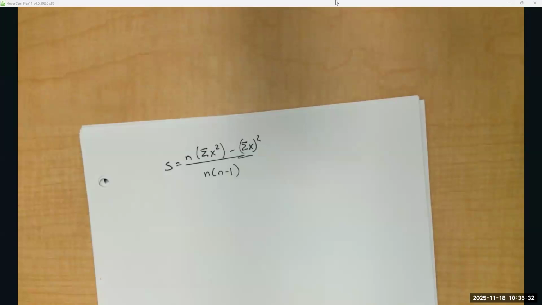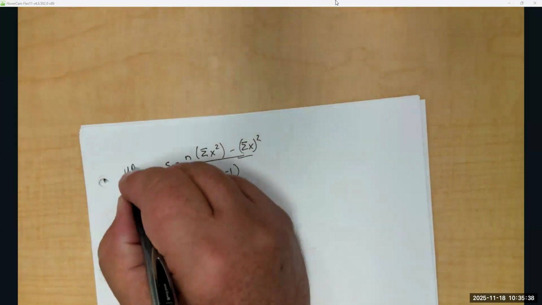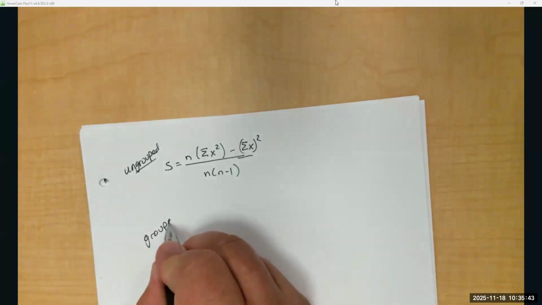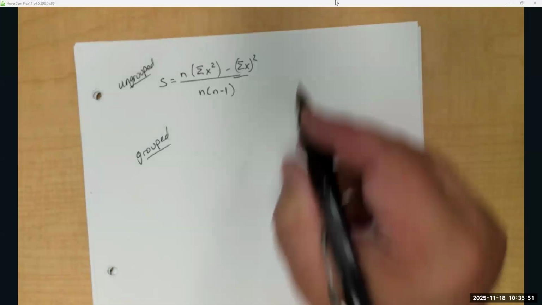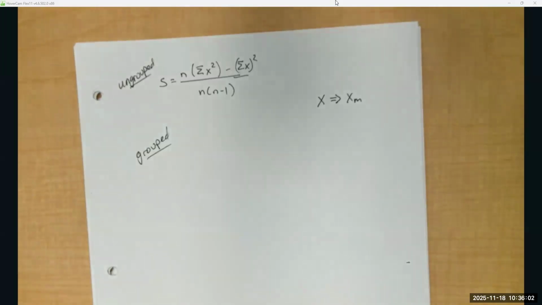This is when we have just regular x's. What if we have intervals? How do we change this equation? This is for ungrouped. How do we change it for grouped data? So instead of X, we use the midpoint. There's one other change we have to make. What's that? Well, the n is going to be the same. It's going to be the summation of all the frequencies.